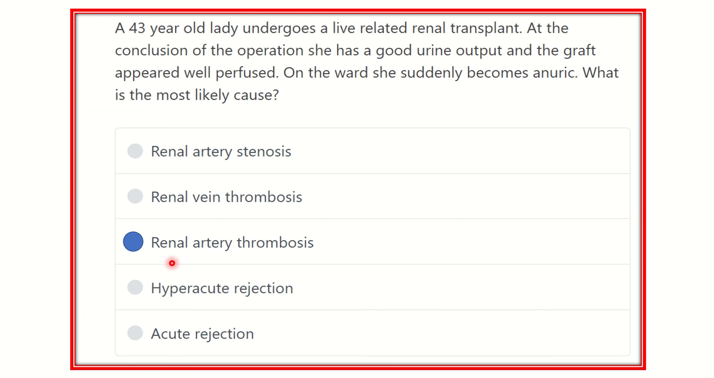So the final answer is renal artery thrombosis, because it occurs after the operation but within a few hours, and the other options are not compatible.